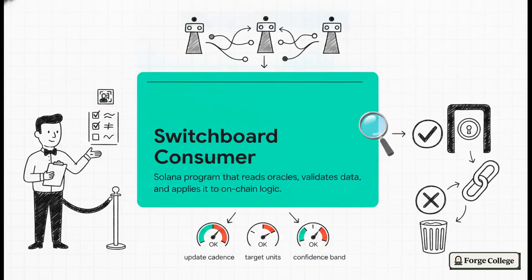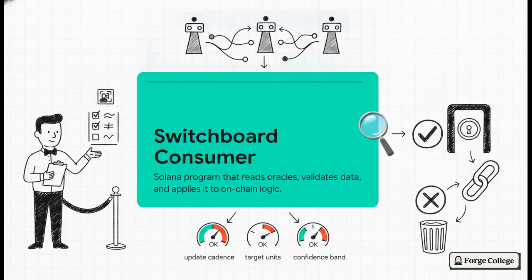So, let's go back to that nightclub analogy. Your Solana program is the club, the off-chain data feed is a VIP guest, and the Switchboard Consumer is the bouncer. Technically speaking, a Switchboard Consumer is a module that reads Oracle accounts, validates data end-to-end, and applies it to your on-chain logic. Just like a real bouncer checks a physical ID, looks for the hologram, and confirms the age before unhooking that velvet rope, our consumer program verifies the incoming data against a very strict set of rules before letting it impact the club's internal state.